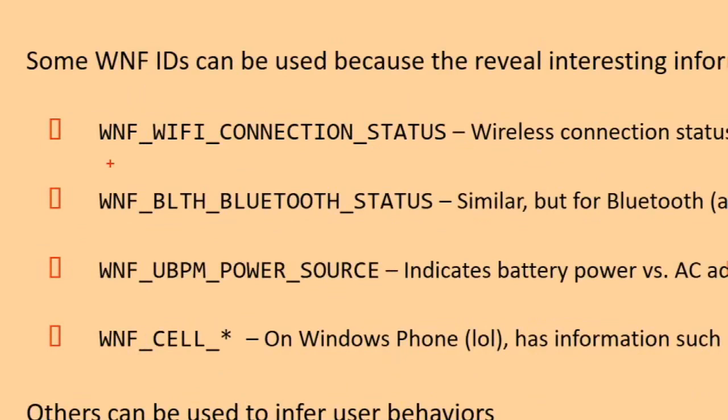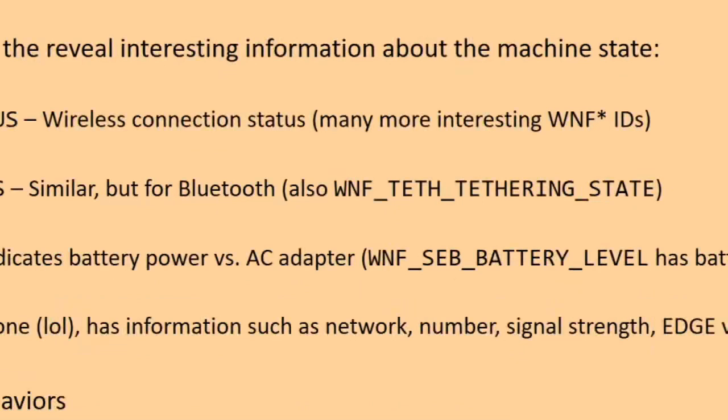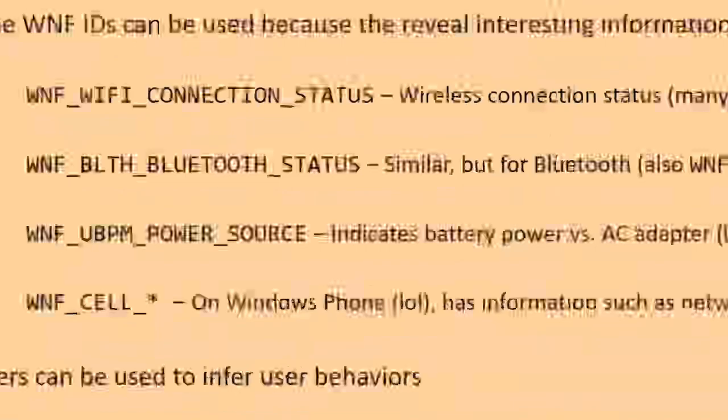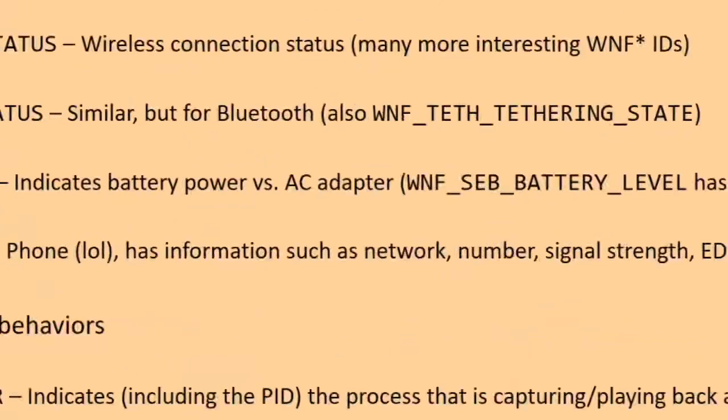Now, if some of you are kernel programmers, you know the official way of doing this is like an NDIS lightweight filter and sending OIDs. Now, all you do is one API and you get notified every time the wireless network goes up and down. There's one for Bluetooth. In fact, there's even one called tethering state. So every time there's tethering enabled or disabled, you get a notification. There's one called power source, which tells you if the machine is currently on AC adapter or living off the battery. If it's living off the battery, you can get the battery level from another WNF ID.